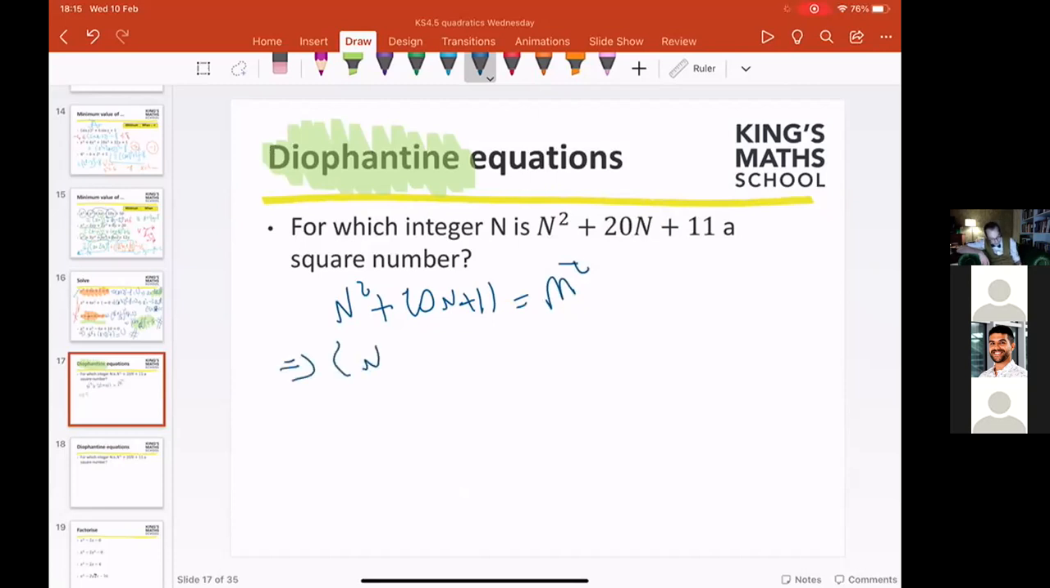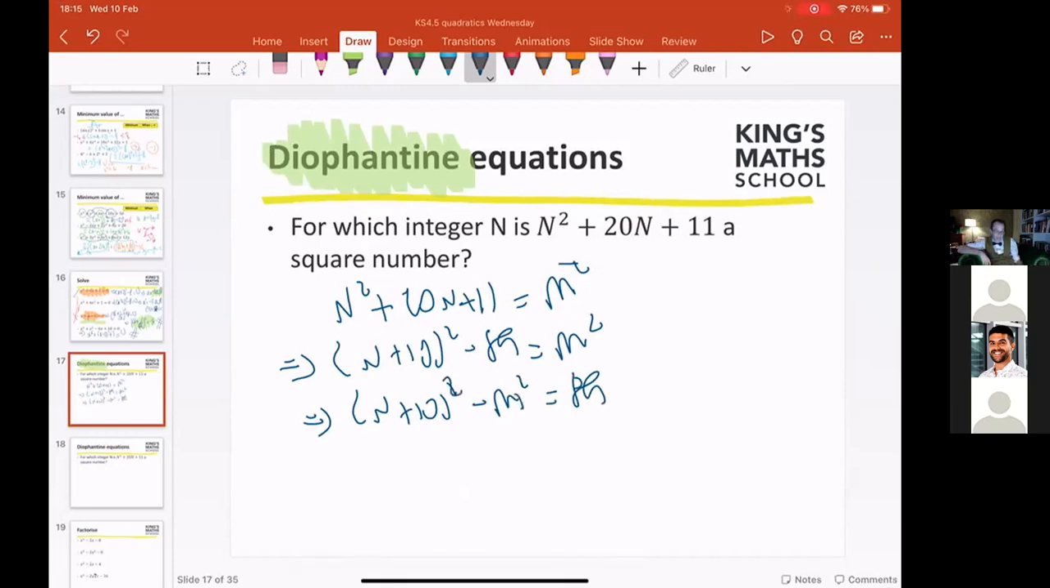Well, let's complete the square. So (n plus 10) all squared subtract 89 is m squared. And so (n plus 10) all squared subtract m squared is 89. So two square numbers that differ by 89. Well, I can play around for a bit of trial and error, but that's not very helpful. So what I need to think is, aha, this is the difference of two squares. So the left-hand side is (n plus 10 subtract m) times (n plus 10 plus m). And the right side is 89.